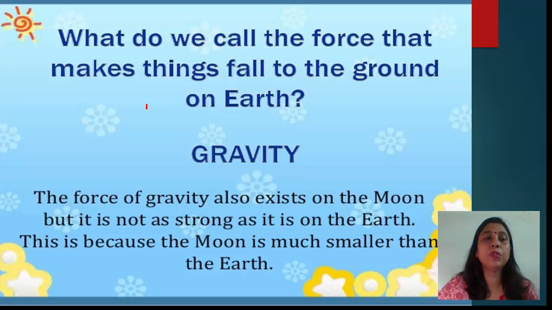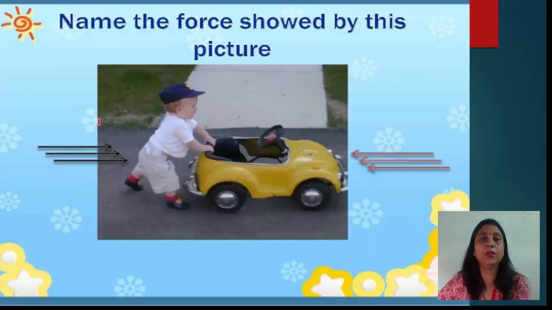What do we call the force that makes things fall to the ground on earth? Whenever we leave a thing from our hands, what happens? It comes to the ground. It is due to gravity. The force of gravity also exists on the moon, but it is not as strong as it is on the earth because the moon is much smaller than the earth. About the gravitational force, we will be studying in chapter 3, that is gravitation.